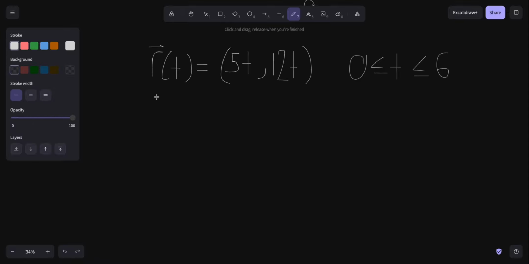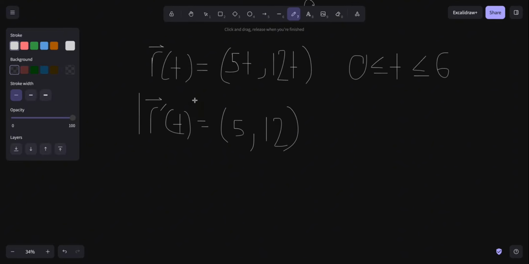Okay, let's start. So to find arc length, remember what we got to do. We got to differentiate this. R prime of t, what is that going to be equal to? That's going to be equal to 5, 12. So that's our velocity vector.